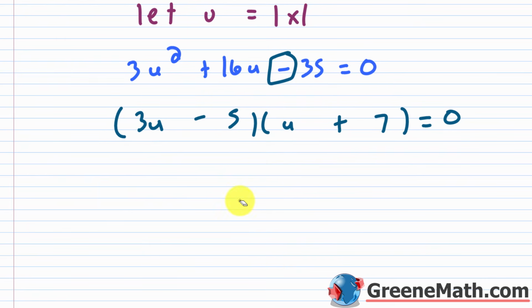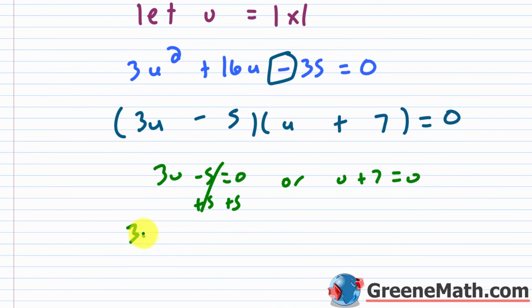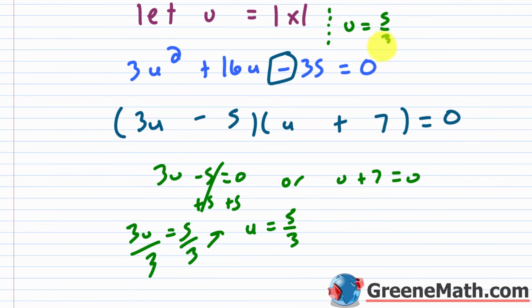Okay, so we would say that 3u minus 5 is equal to 0, or u plus 7 is equal to 0. Let's add 5 to both sides, cancel this. We get 3u is equal to 5, divide both sides by 3, and we'll say that u is equal to 5/3. So let me put that up here. Put u is equal to 5/3.